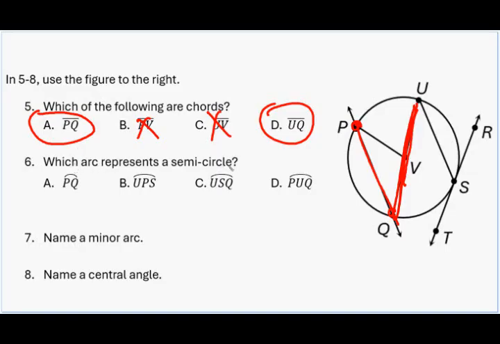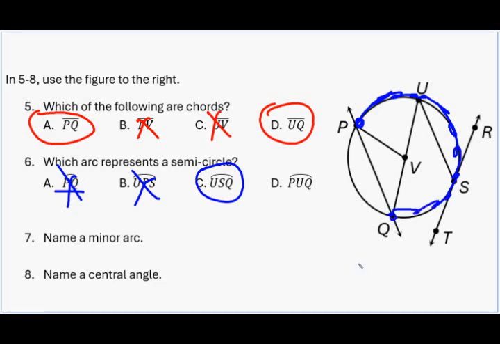Which arc represents a semicircle? Let me clear off my picture. I'll switch to blue ink. Let's see, PQ. Here's PQ. That's not halfway around the circle. U to P to S. Here's U, and we go to P, and then we go all the way around to S. No, that's way more than a semicircle. USQ. Here's U, and then we go to S, and then we go to Q. That's on opposite ends of this diameter. So USQ is a semicircle. What about PUQ? Well, here's P, and we'll go to U, and then we go to Q, and no, we've gone too far. So our only option there is C.